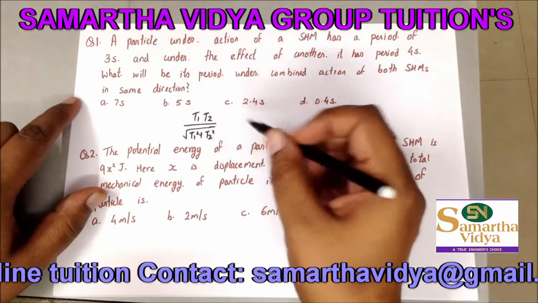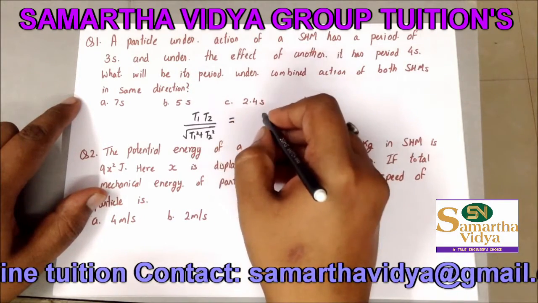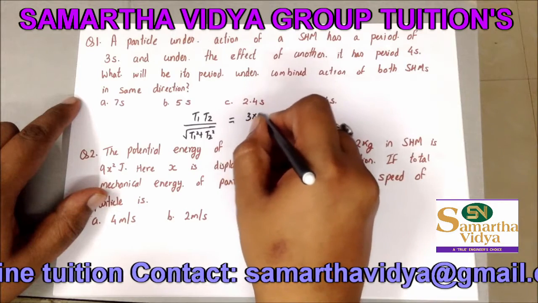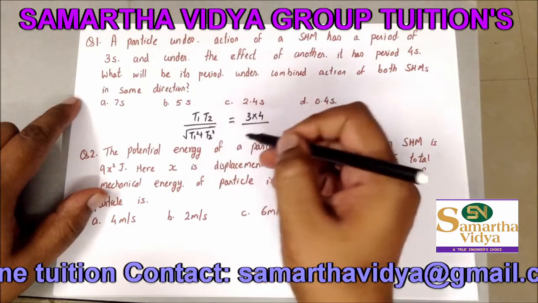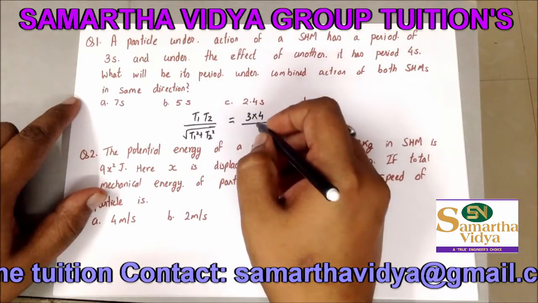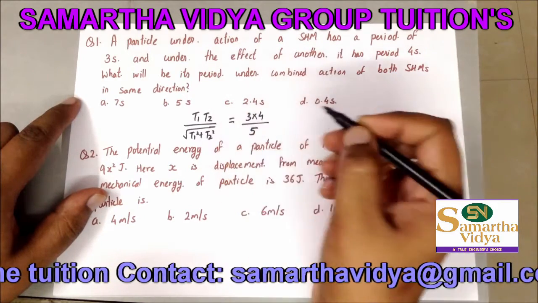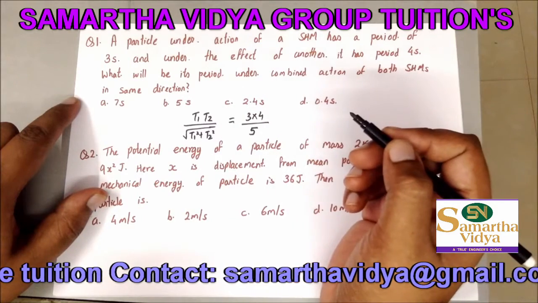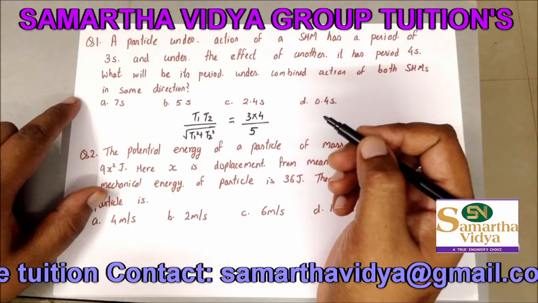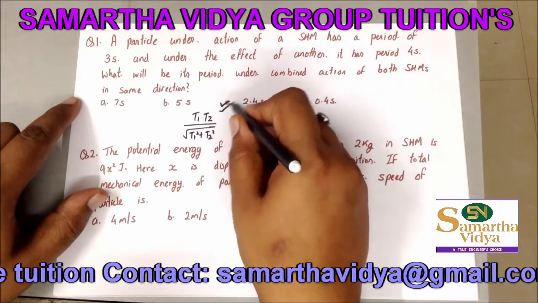So we have T1 which is 3 and T2 which is 4. So it is 3 into 4 divided by root of 3 square plus 4 square, which is 9 plus 16, which is 25, so that's 5. So it's 12 by 5, which is 2.4. So that's option C.